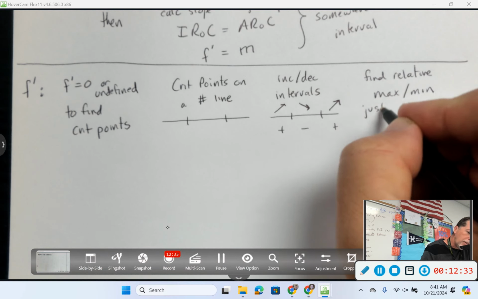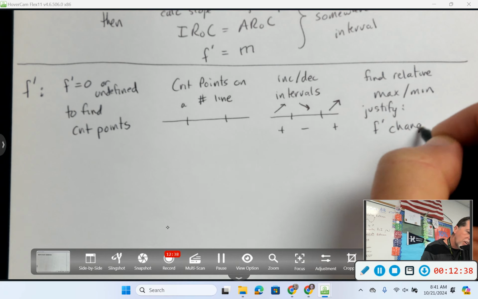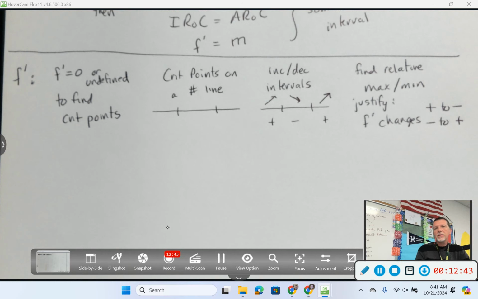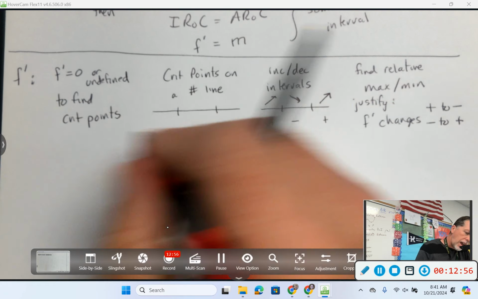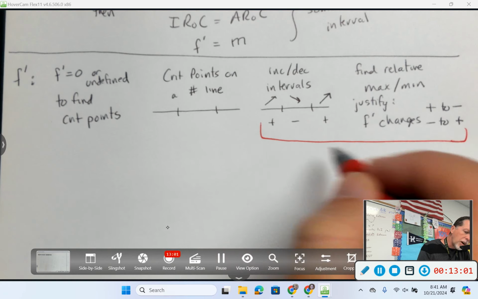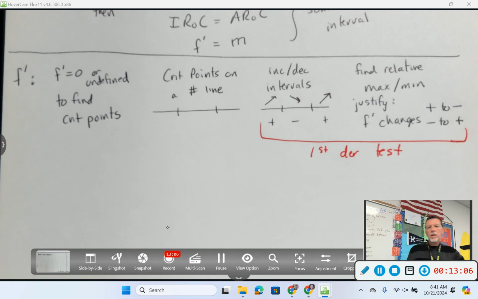If you're going to justify, you would say f prime changes either positive to negative or negative to positive, depending on which one you were justifying. And this whole process, or at least the last couple steps of the process, is called the first derivative test, because you're using the first derivative to find those maxes and mins.